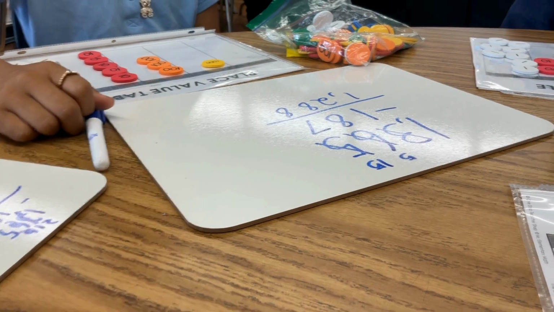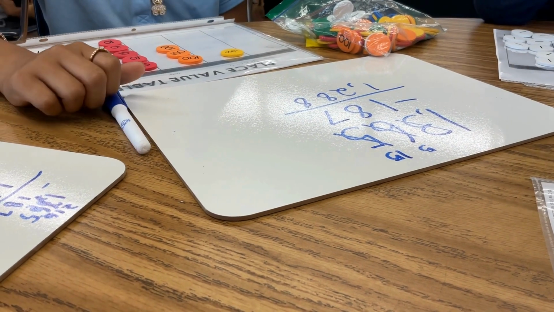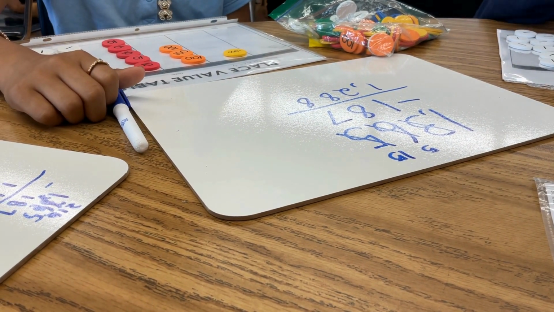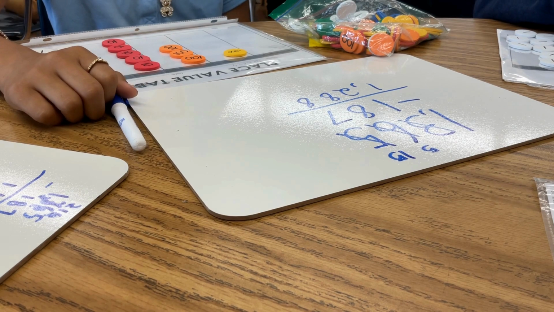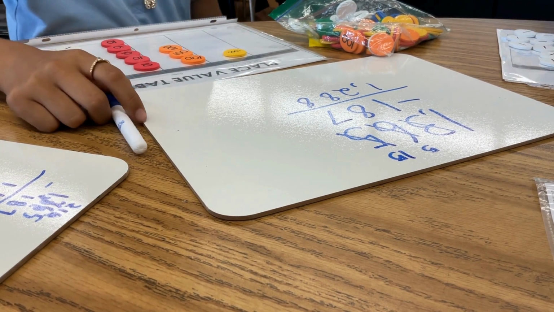8. 8 10s. But do we have enough? No. So what are we going to do? Regroup from the 100. Regroup from the hundreds, and how many 10s are we going to put in our 10s place value? 10. Okay, so do that now.